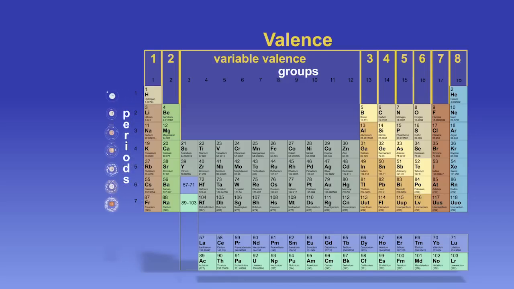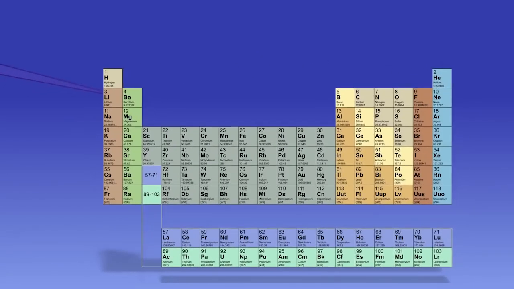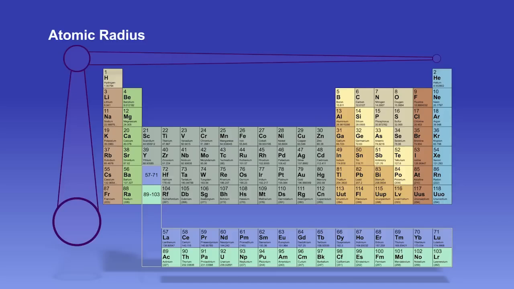The periods display the number of electron shells that are present in the atom. We will not get into much detail about this, but notice that as you move down through the periods, the number of electron shells will increase. Another trend you will notice is the size of the atom, or the atomic radius. As you move down through the periods, the atoms become larger, increasing the atomic radius.